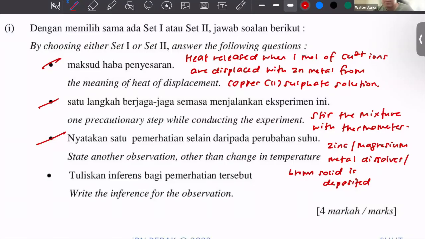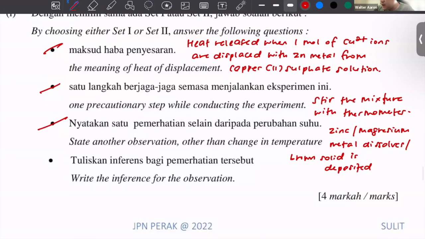So any of those inferences can be used in this case. Perhaps if I say the metal dissolves, then you can say that the copper, okay, it depends on which one. If I'm talking about zinc and magnesium, the metal dissolves, so you can say it reacts with it. But if you want to talk about the brown solid deposit, you can say that copper is formed, which is for only this part over here.